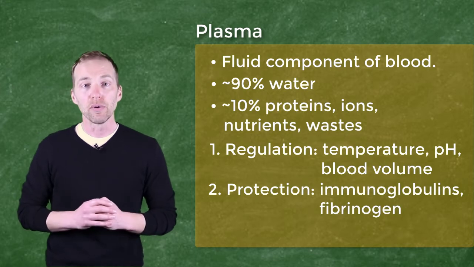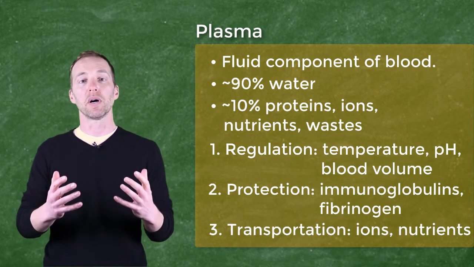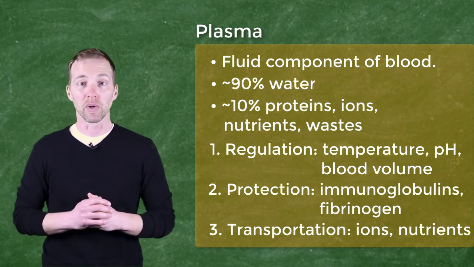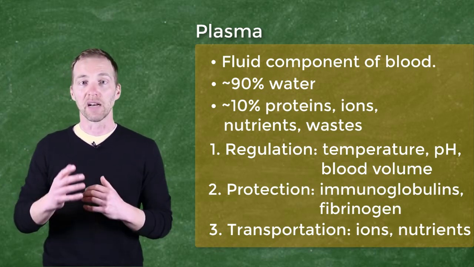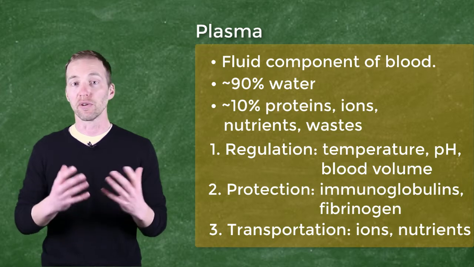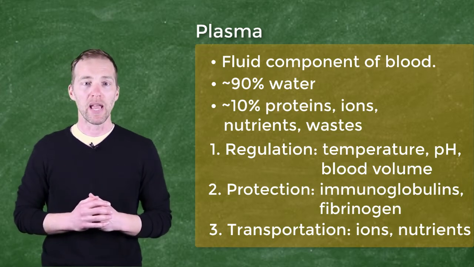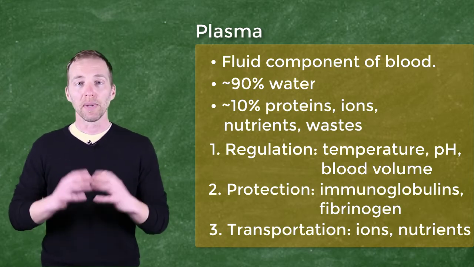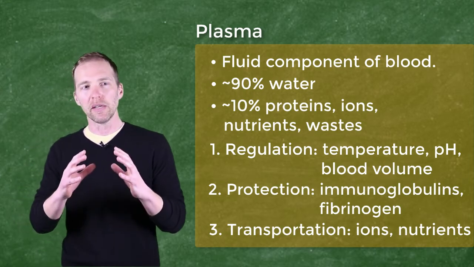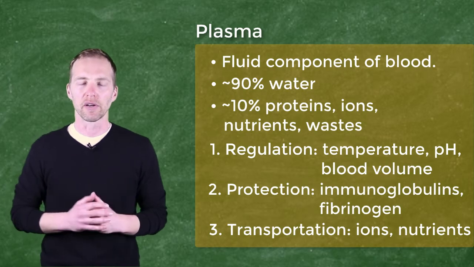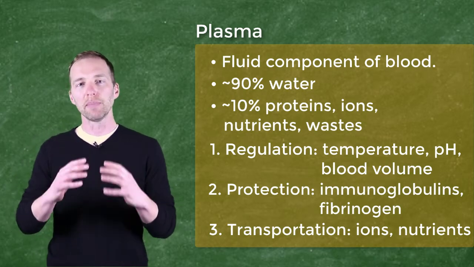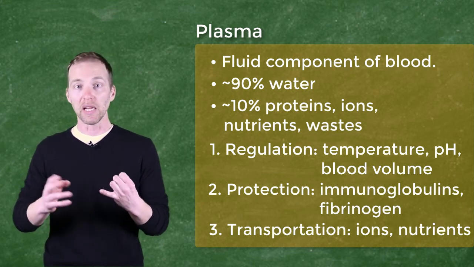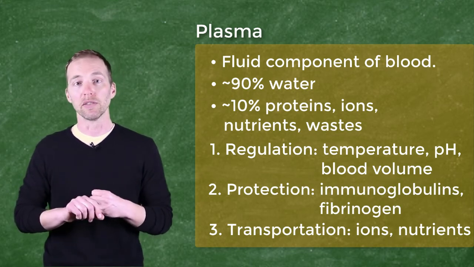In addition, there are some proteins in there that are involved in the immune response. For example, we have immunoglobulins that, in conjunction with some of the white blood cells that we're going to talk about, are involved in identifying and destroying pathogens or invaders into our body. We have fibrinogen, which is involved in the clotting response. So plasma itself, even though we generally tend to focus on the cellular components of blood, plays an extremely important role, not only in the regulation of the body, but also in protection of the body as well.